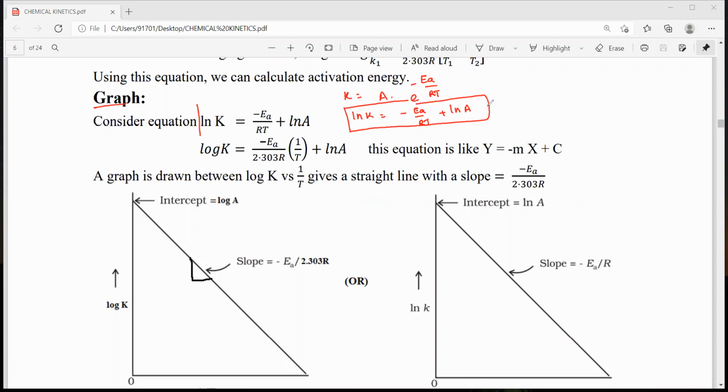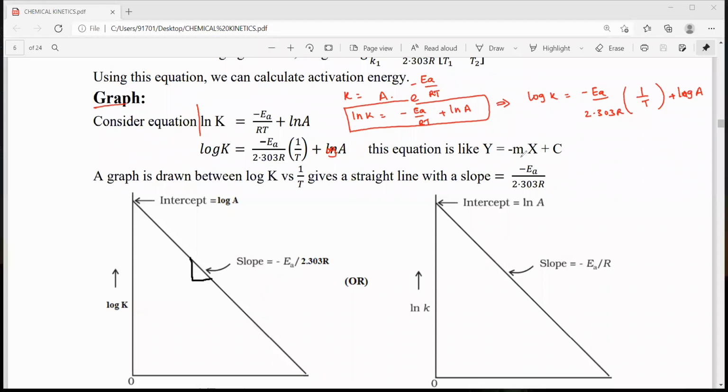Then you want to apply that logarithm, which means we have to multiply it with 2.303. The 2.303 comes to the right side and becomes a denominator. That equation, we also know, is log k equals minus Ea by 2.303 R into 1 by T. Okay, these two equations are very, very important, plus ln A, log A. Here there is a printing mistake, dear students, it is log A.